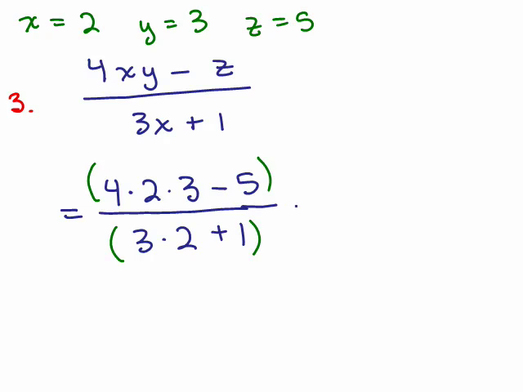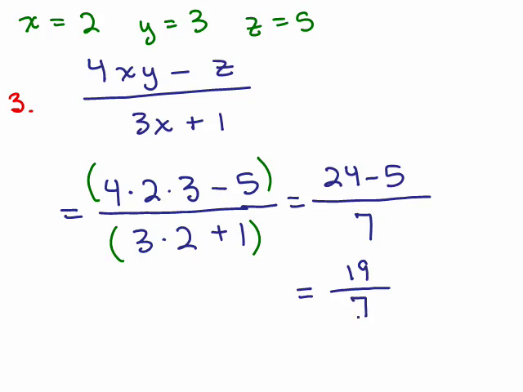All right, so in the numerator, we have multiplication and subtraction. Multiplication comes first. 4 times 2 times 3 is 24, minus 5. And in the denominator, we have multiplication and addition. Multiplication comes first, so we have 6 plus 1, or 7. So we're almost done. In the numerator, we still have to simplify that 24 minus 5, which is 19, over 7. All right, so this is a fraction. It does not reduce because those are prime numbers. So our answer is 19 sevenths.